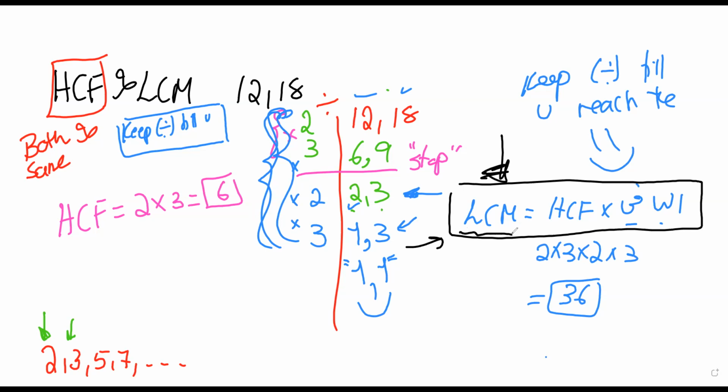Now let's understand what does LCM stand for. LCM simply means the lowest common multiple. What do I mean by the lowest common multiple? It means that if I write the multiples of 12.